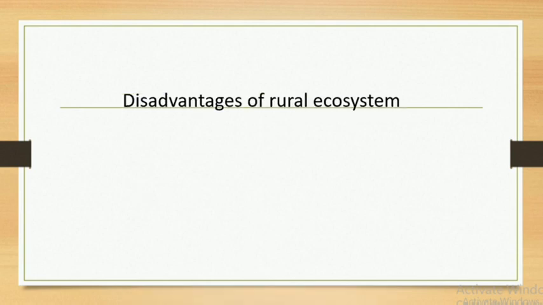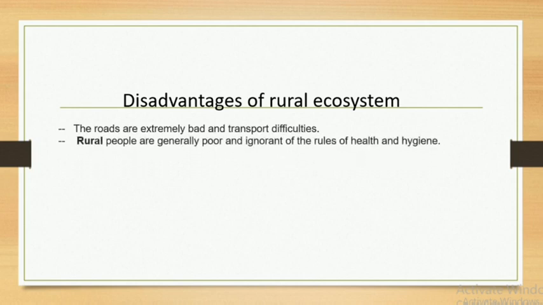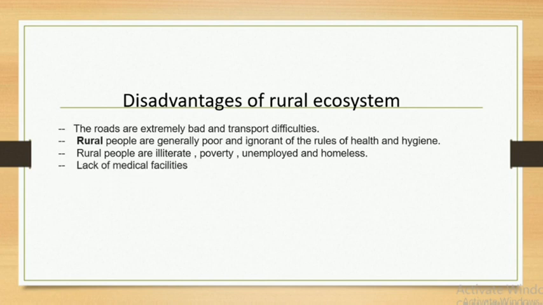And the disadvantages of rural ecosystem are the roads are extremely bad and transport is difficult. Rural people are generally poor and ignorant of the rules of health and hygiene. Rural people are illiterate, poor, unemployed and homeless. Lack of medical facilities is there in rural areas.